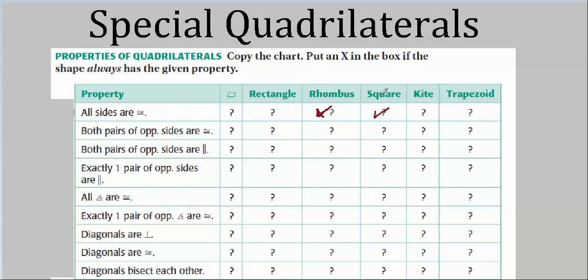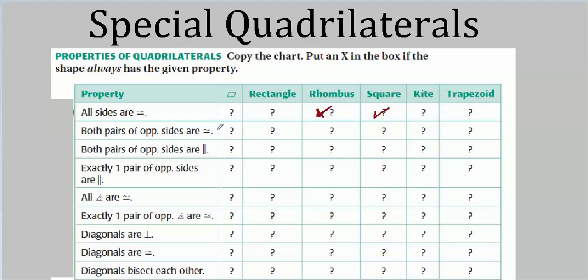And they always have to have this property. For instance, a kite could have all congruent sides, but that's not the definition. The definition is that consecutive sides are congruent, so this is no good. Trapezoid? Definitely not.